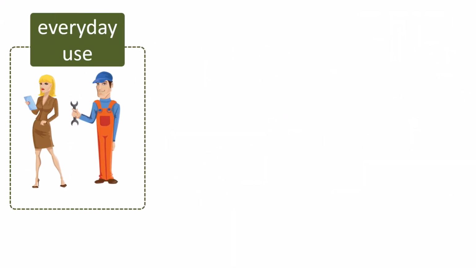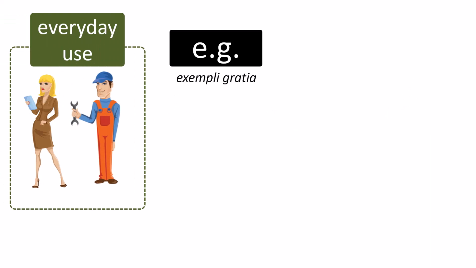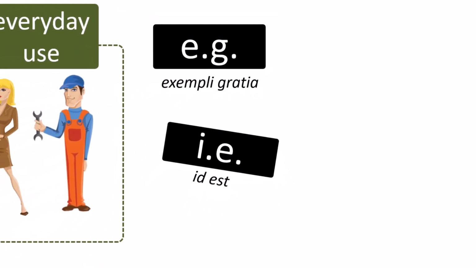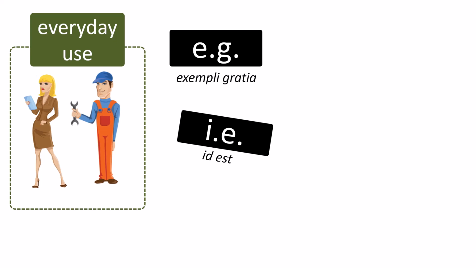Let's start with everyday use. So here are some easy ones. E.g. and i.e. E.g. stands for exempli gratia and i.e. stands for id est. You will undoubtedly have used these. They come from Latin. E.g. is used for an example and i.e. is used to express the same thing in a different way. They are different, don't confuse them, and I will put a link in the description to a lesson that describes the difference between e.g. and i.e.